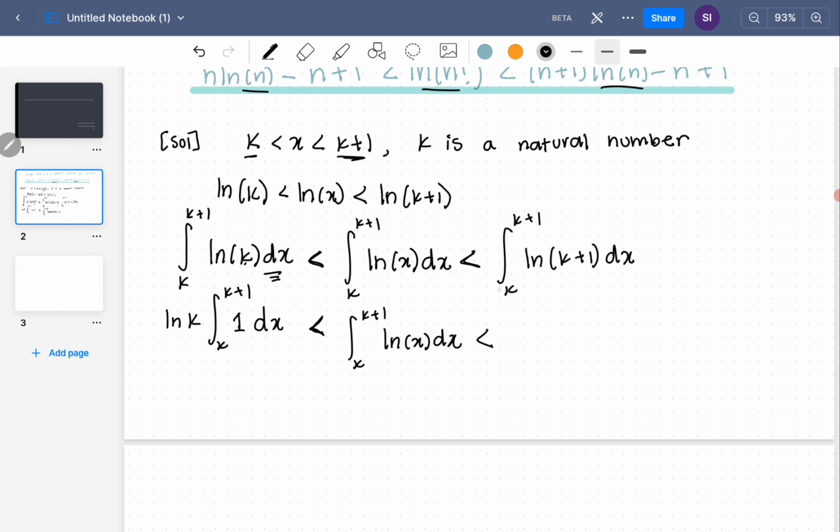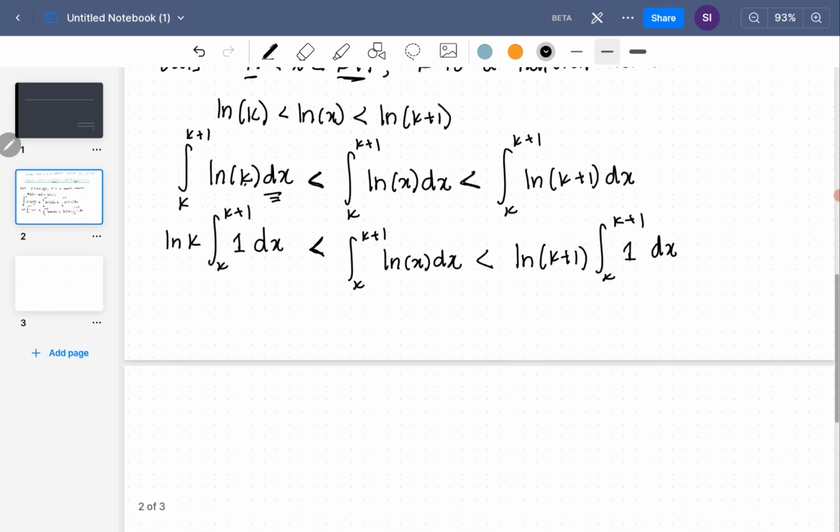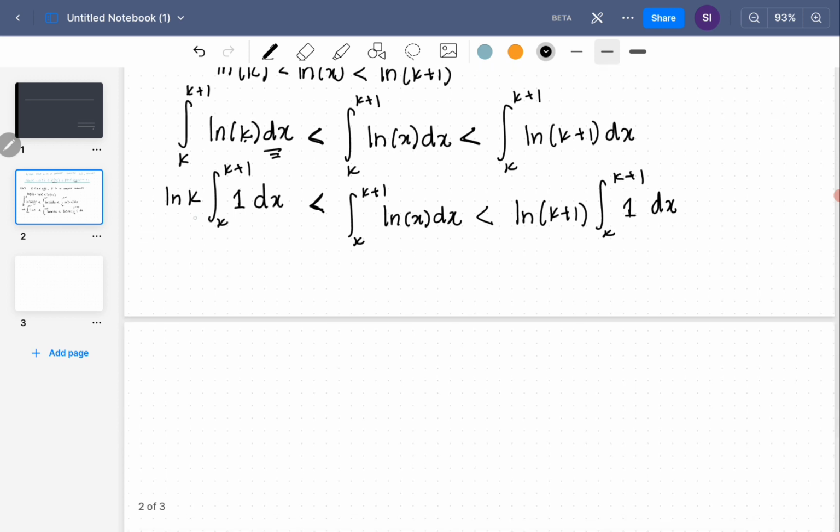And then here, same exact thing. This is natural log of k plus 1, but we are differentiating with respect to x. So we can treat this as a constant since there is no x in here. So we can just say natural log of k plus 1, integration k to k plus 1 dx. There's a 1 over here. Let's further simplify this. This is basically saying natural log of k times x, from k to k plus 1. Once again, leaving this as it is. We will come back to this later.